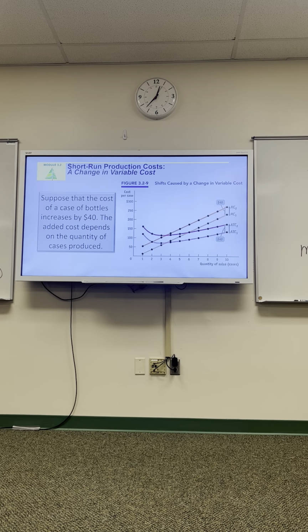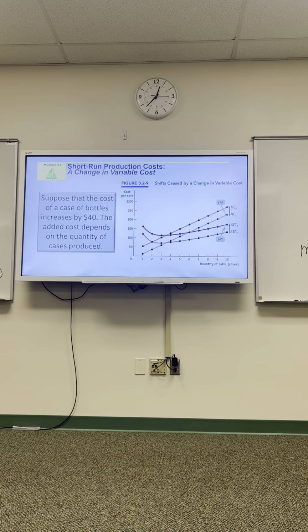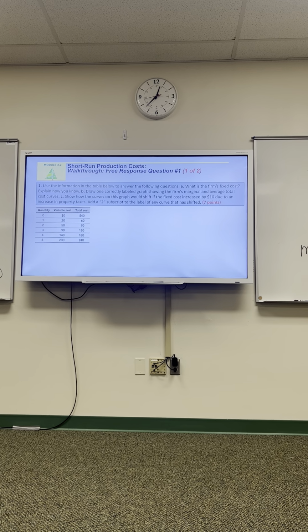That being said, if one of the variable inputs becomes more expensive, that is going to increase marginal costs, which also is going to increase average total costs, okay? So marginal costs are going to increase primarily because of changes in variable costs. So a change in a variable cost will affect the marginal cost curve, the average total cost curve, and the average variable cost curve. Okay.